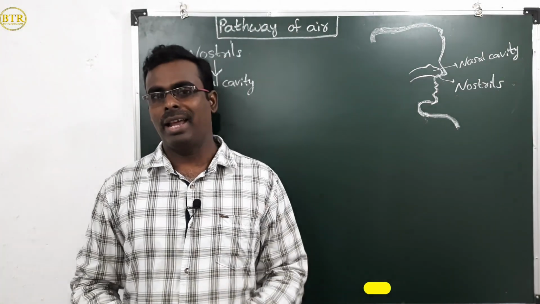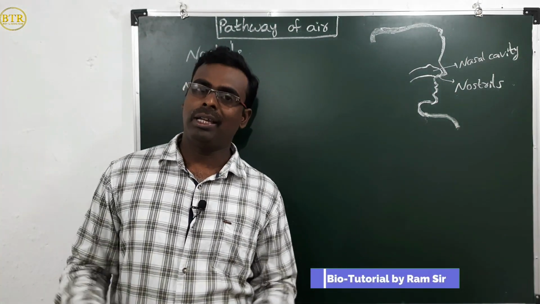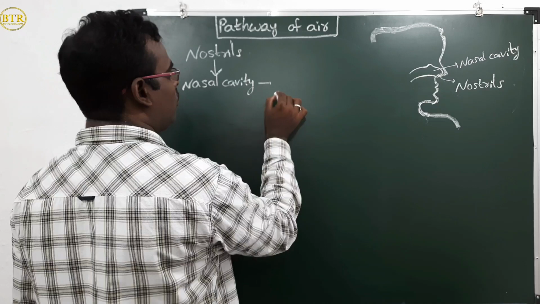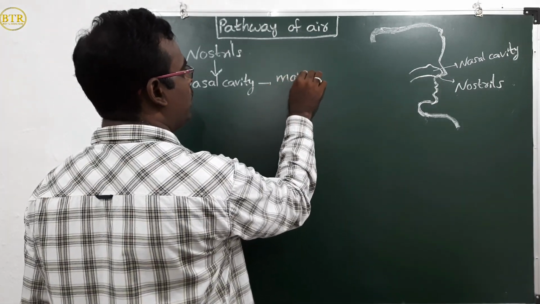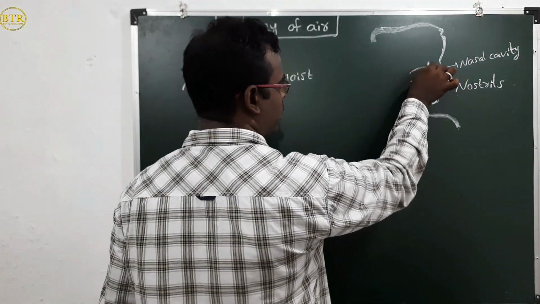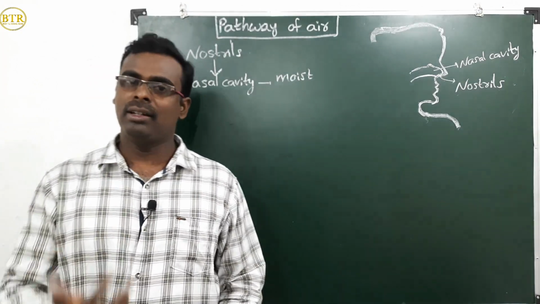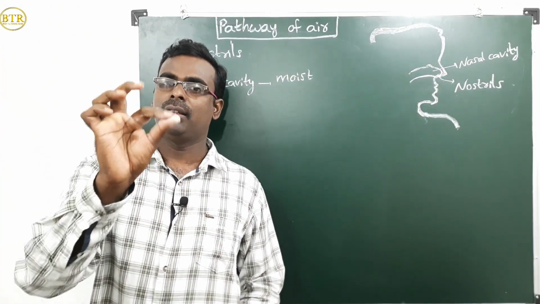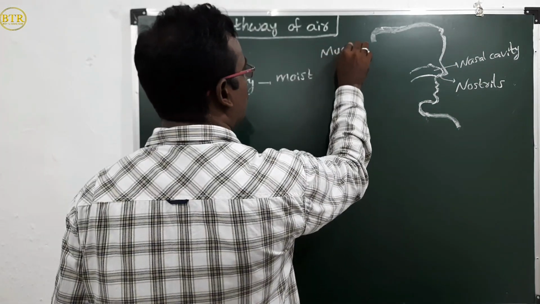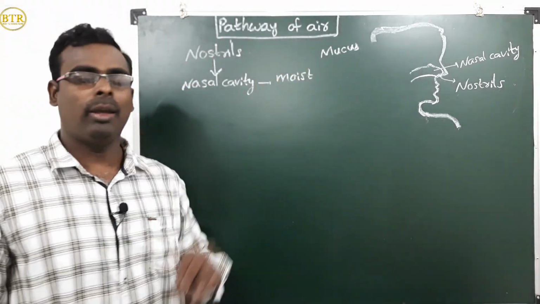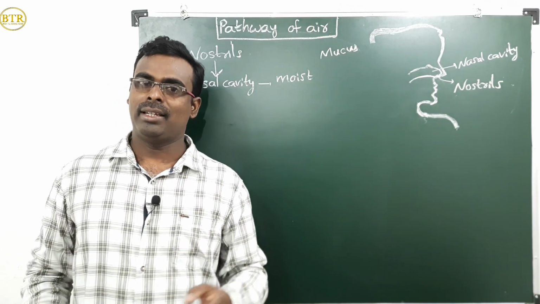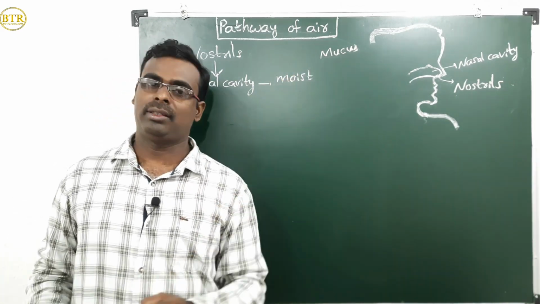What is the specialty of the nasal cavity? What type of structures are there inside it? See here, the inner surface of the nasal cavity is moist. How? If you put your finger inside your nose and remove it, you will get a sticky substance. That sticky substance is called mucus. This mucus keeps the inner surface of the nasal cavity moist. So the nasal cavity is moist due to the presence of mucus.